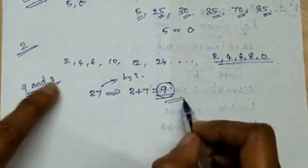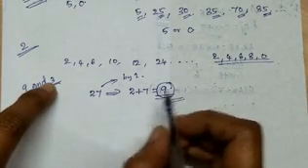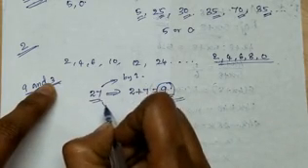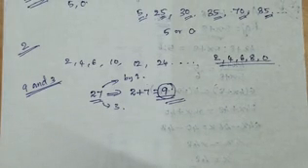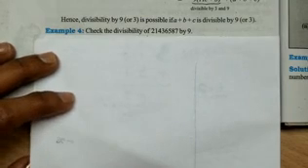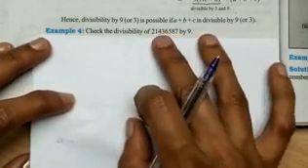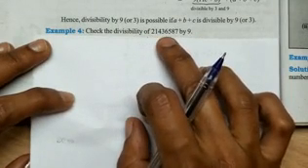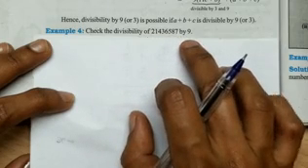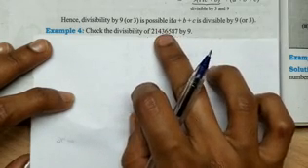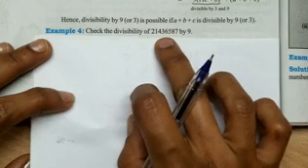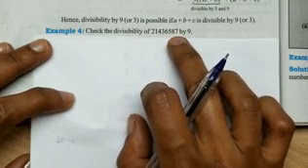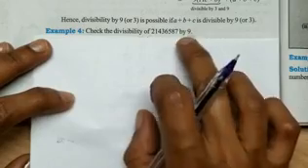Then is this number divisible by 3? Yes. So the number 27 is also divisible by 3. Okay, so this is the test for divisibility by 9 and 3. Example 4. Check the divisibility of 2,14,36,587 by 9. We have to check whether this is divisible by 9 or not.